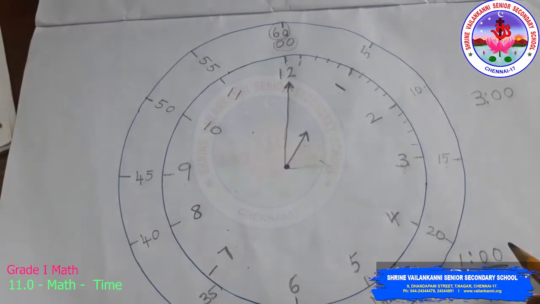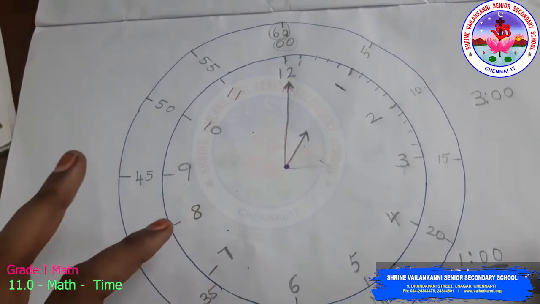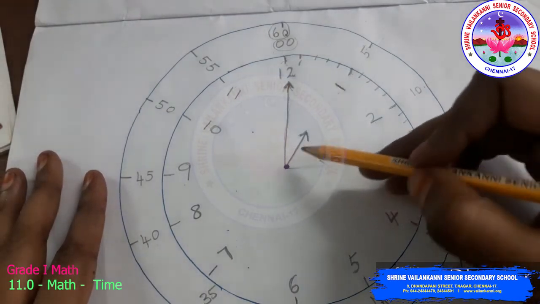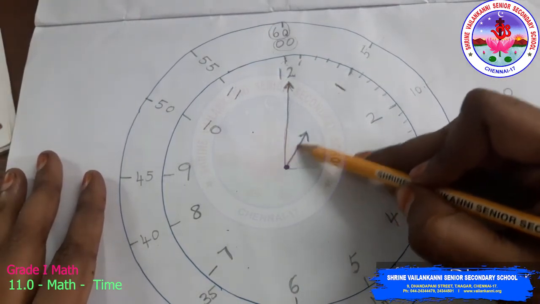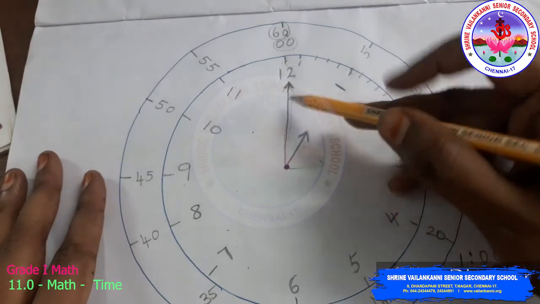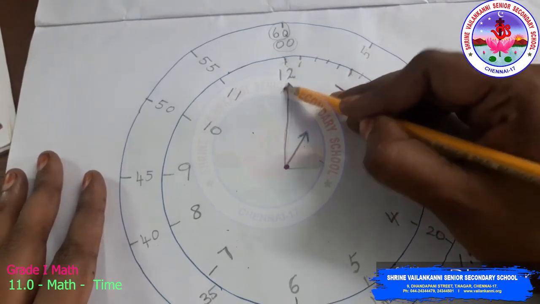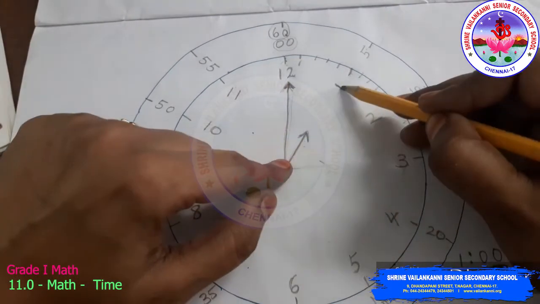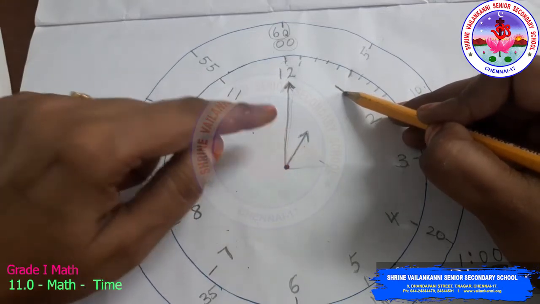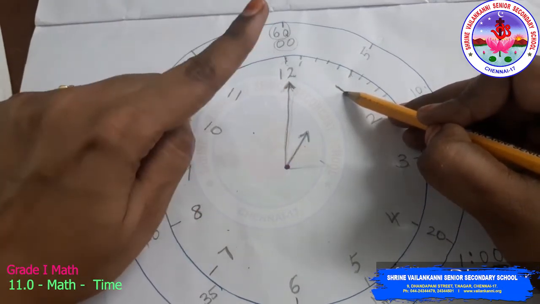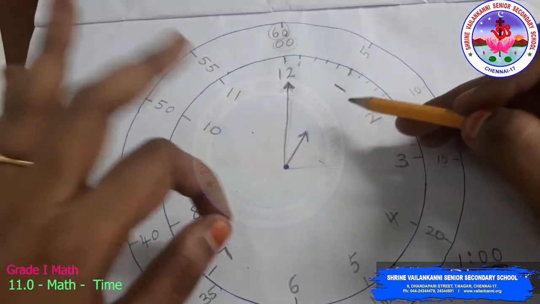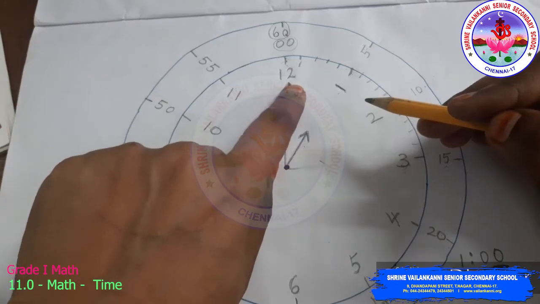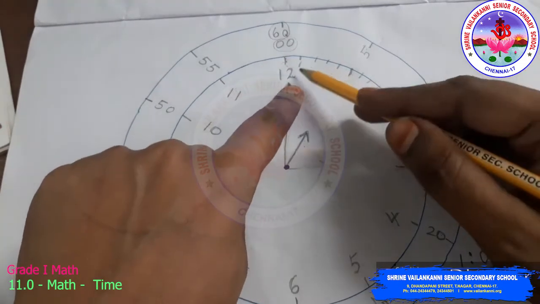Now in this grade 1 you will be only seeing the hour. Minutes you will be learning in grade 2. So just concentrate on the short hand and the minute hand at 12. The minute hand will always be at 12 when it is showing the correct hour. When the short hand is exactly pointing at 1, the minute hand will exactly point at 12. That is perfect 1 o'clock.